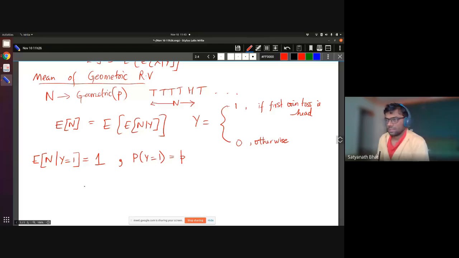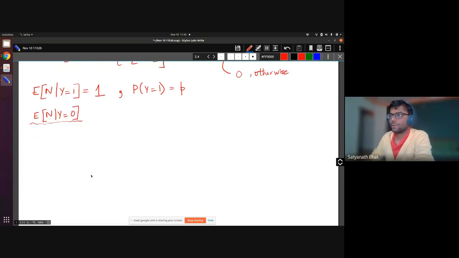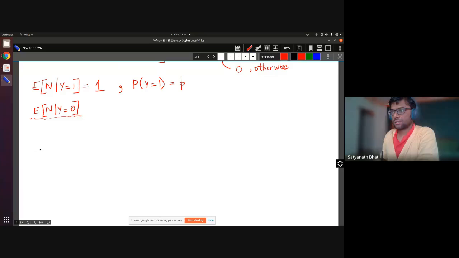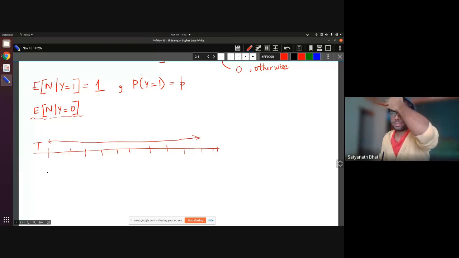Now coming to the difficult part. What is the expected value of n given Y is equal to 0? This will require some explanation, but let's do that. You have a sequence of coin tosses. The first one turns out to be a tail. I don't know how long I have to wait to see a head. The first one is a tail, and that's all I know because I'm conditioned on this.